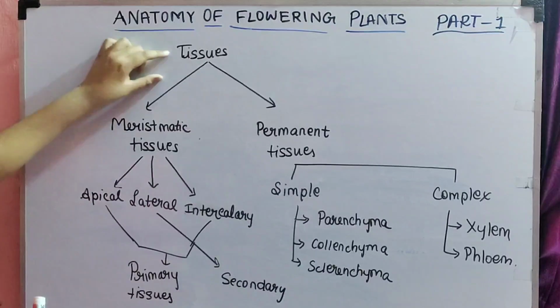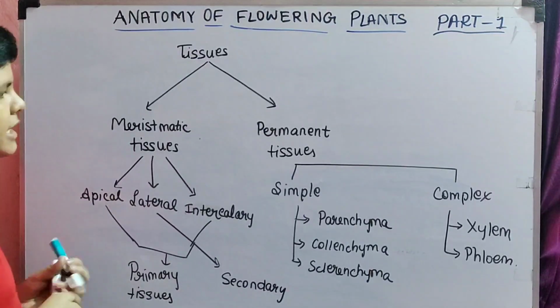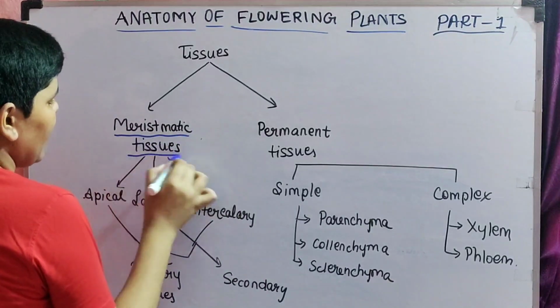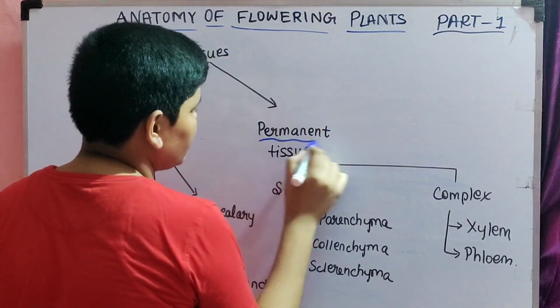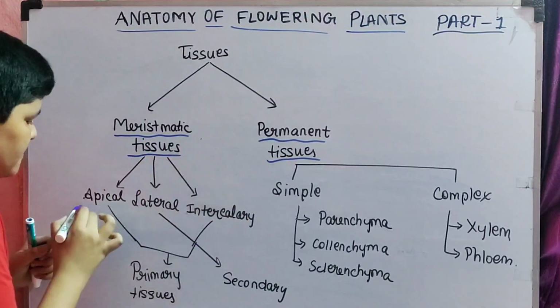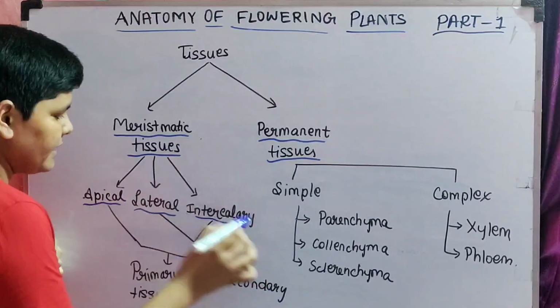So tissues are of two types. One is meristematic tissues and one is permanent tissues. Meristematic tissues are the tissues which actively divide. Permanent tissues are the tissues which have lost the ability to divide. Meristematic tissues are of three types: apical, lateral, and intercalary.